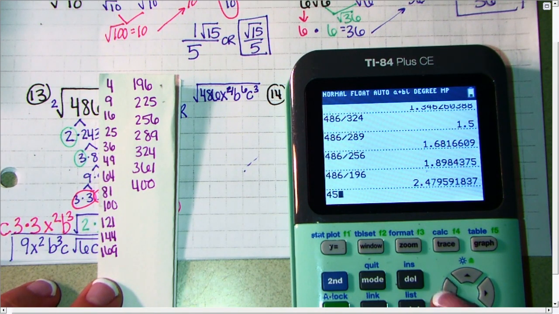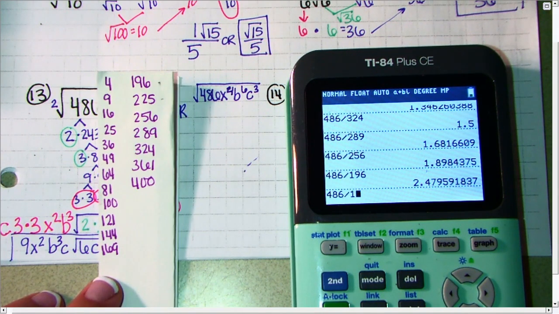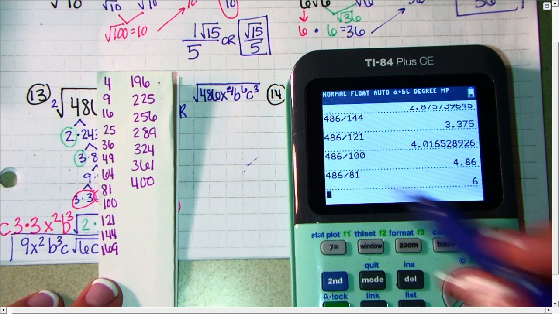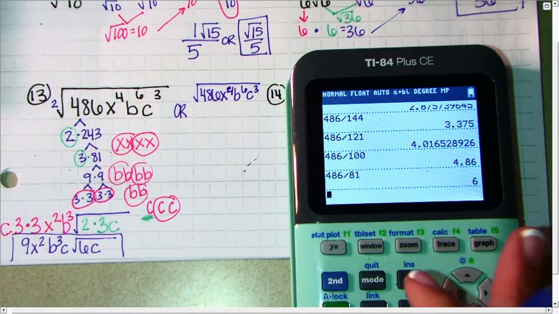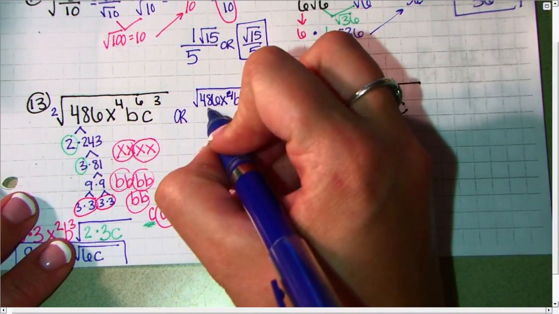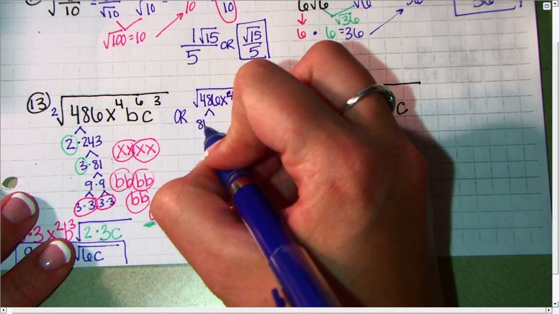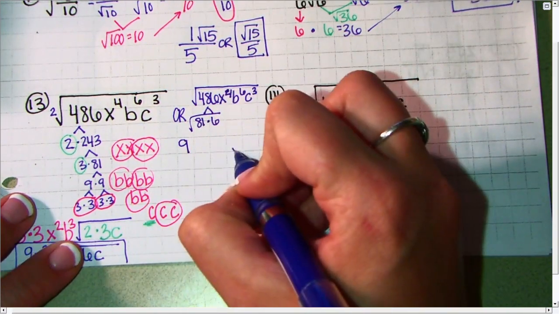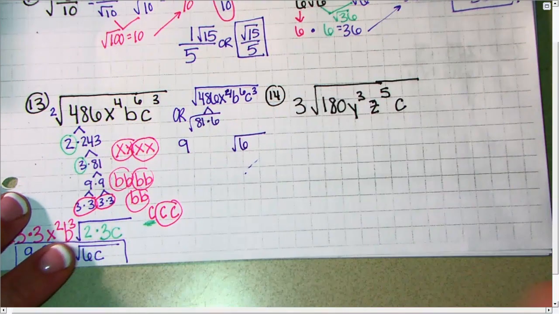So as you continue this trend, I'm going to keep going. You can skip numbers if you know they don't go into it. For the sake of the example, I'm not, just so you know. Obviously, 100 is not going to go evenly into that. And then I get to 81, and I'm like, all right, 81 goes in 6 times. So I'm just going to break this down. This is 81 times 6. The square root of 81 is 9, and the square root of 6 is left behind.